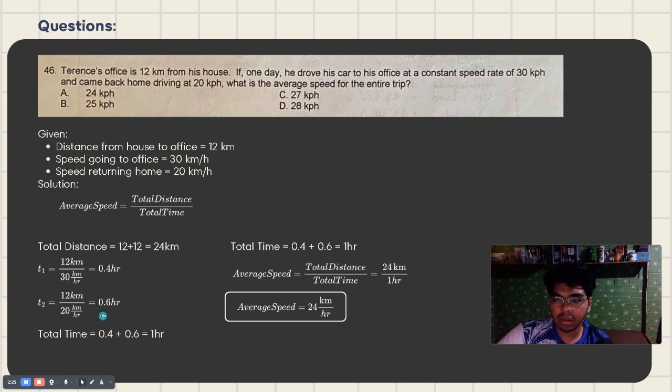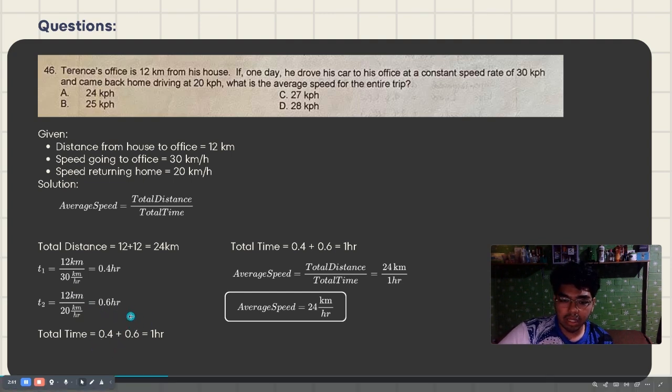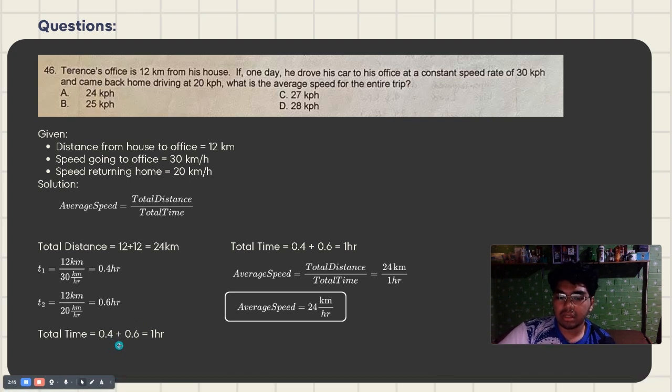Then for time 2, same thing, 12 kilometers divided by 20 kilometers per hour, reciprocate, cancel kilometers, which is equivalent to 0.6 hours. So to get the total time, we will just add T1 plus T2, which is 0.4 plus 0.6. We will get a total time of 1 hour.